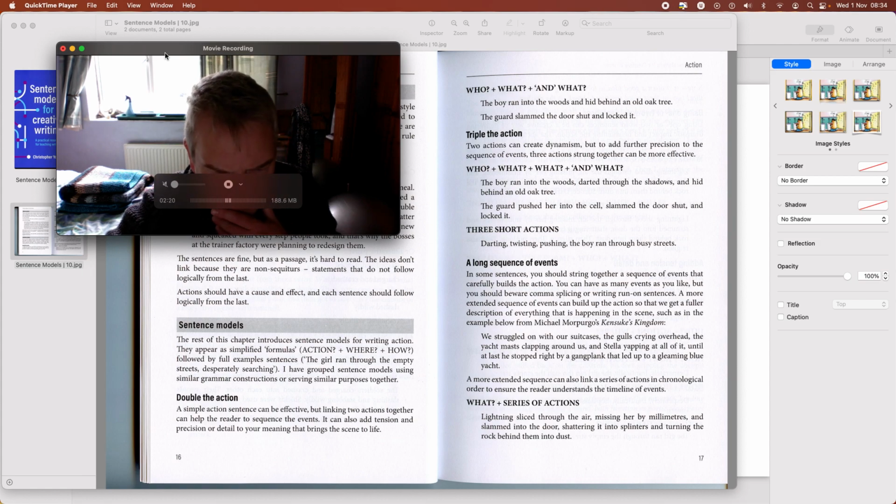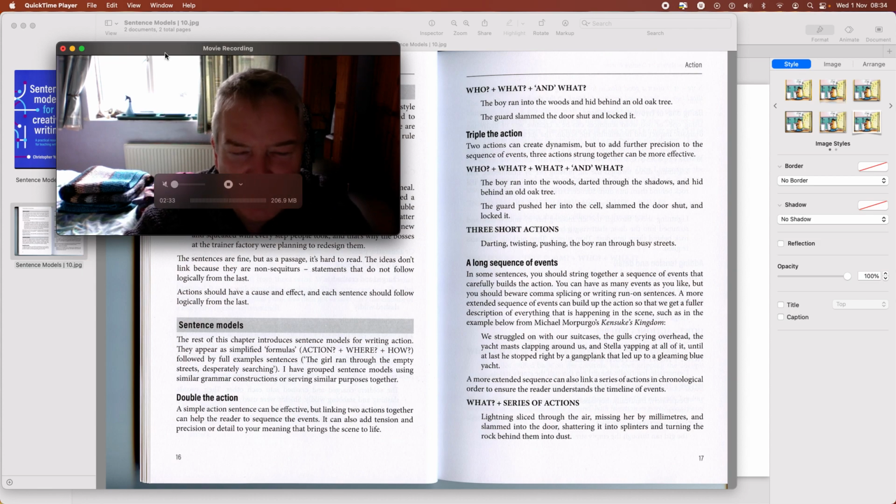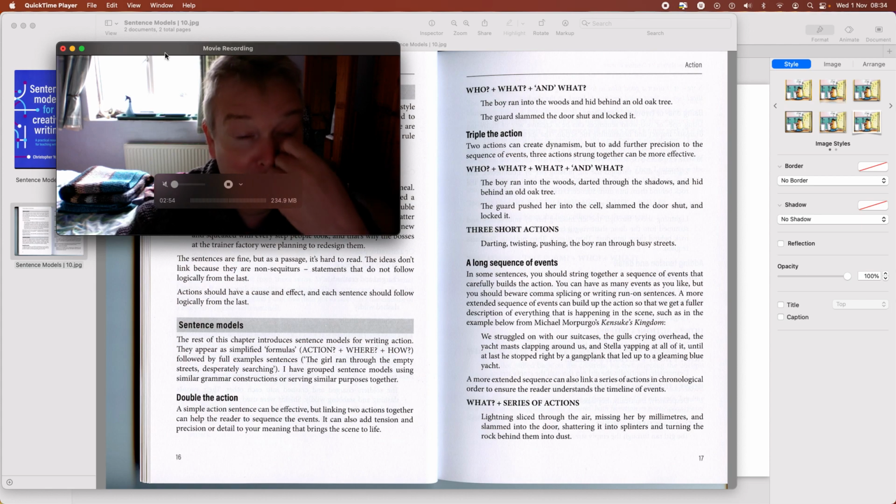He then goes on to say, I've grouped the sentence models using similar grammar constructions or serving similar purposes together. So double action. So the double action is something I'm going to be mucking around teaching this morning. A simple action sentence can be effective, but linking two actions together can help the reader to sequence events. It can also add tension and precision or detail to your meaning that brings the scene to life. Yeah, we want things that bring the scene to life.